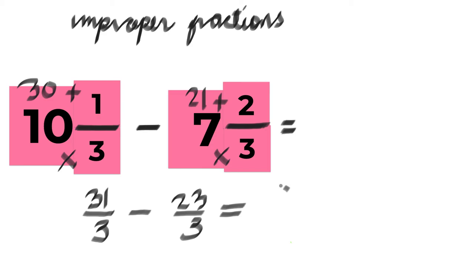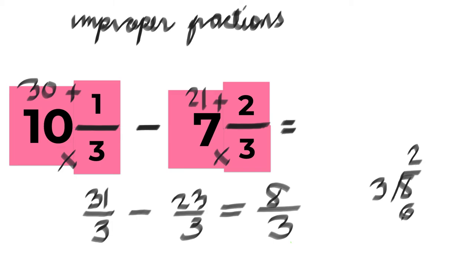Correct. That is 8. 8 over 3. Okay. Now, is this the final answer? No, this is not, because this is improper. So if we are going to simplify improper, change to mixed number. So that will be 8 divided by 3. 8 divided by 3, that gives you 2. 2 times 3, that gives us 6. 8 minus 6, that gives us 2. So therefore, the quotient is 2.